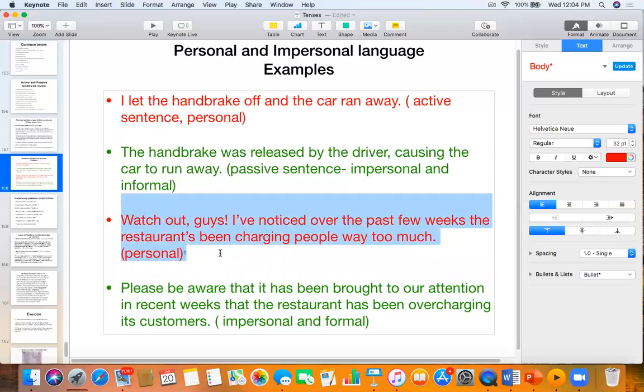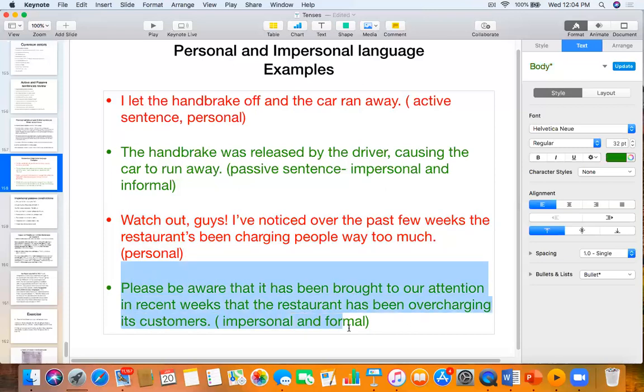Active sentences. All right, so some people are used to this language, and so they find it easier to use this and understand this language. Some people are very used to this language.